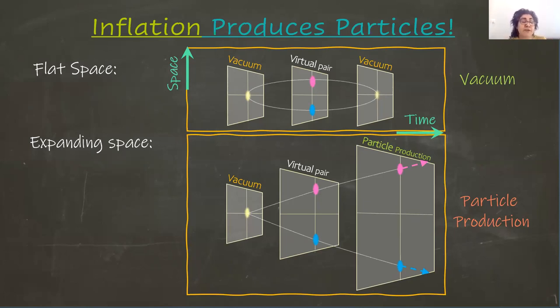In an expanding universe, if the expansion rate is very large, imagine this virtual pair of particles which got generated at some point during inflation. Then by the time they want to find each other to get annihilated, the space underlying them expands so vastly that they cannot find each other. And as a result, it leads to particle production.